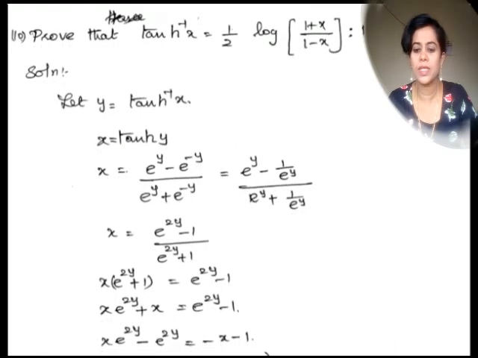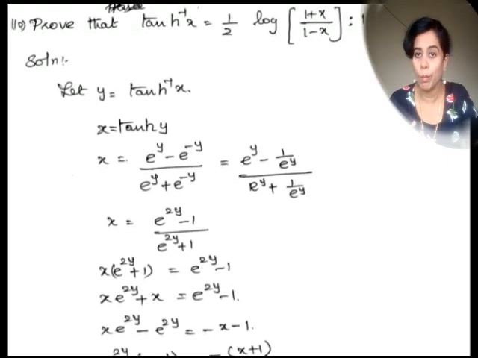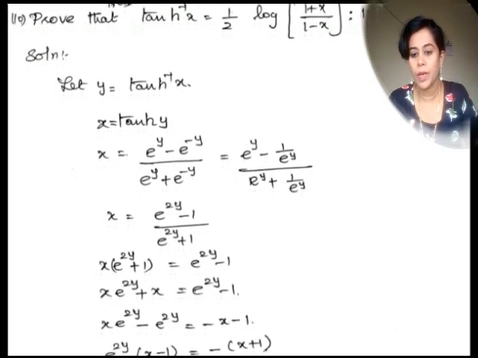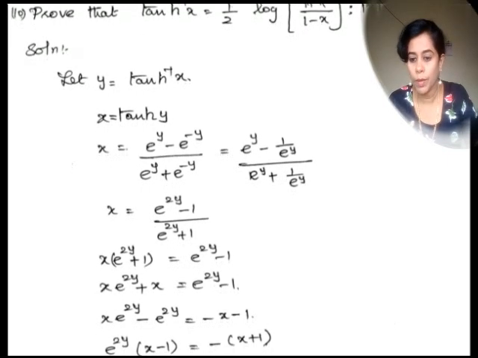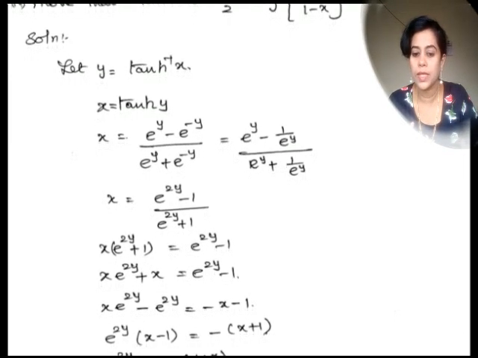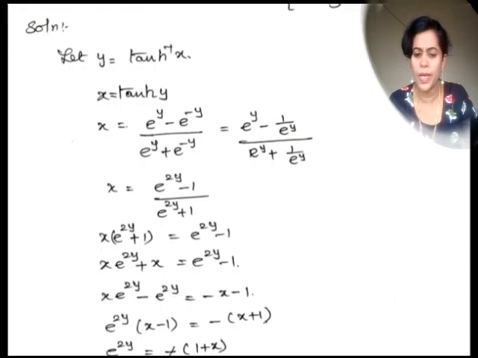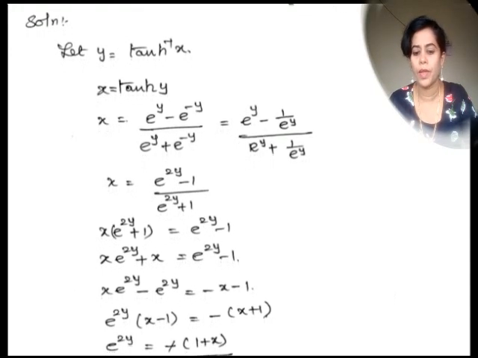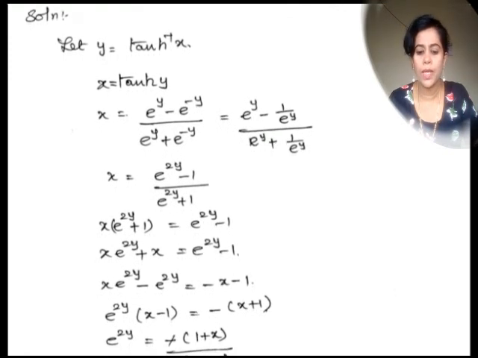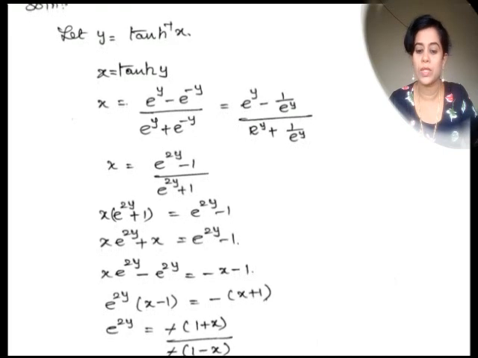And simplifying this, cross multiplying, it is e power 2y minus 1 by e power y divided by e power 2y plus 1 by e power y. So e power y gets cancelled, and the resulting x is equal to e power 2y minus 1 divided by e power 2y plus 1. And cross multiplying, we are getting x times e power 2y plus 1 equal to e power 2y minus 1.